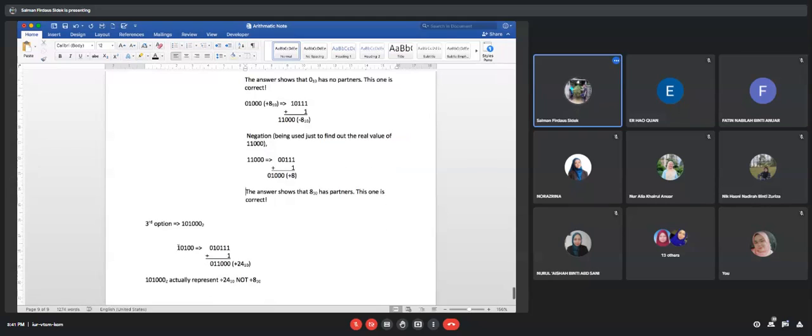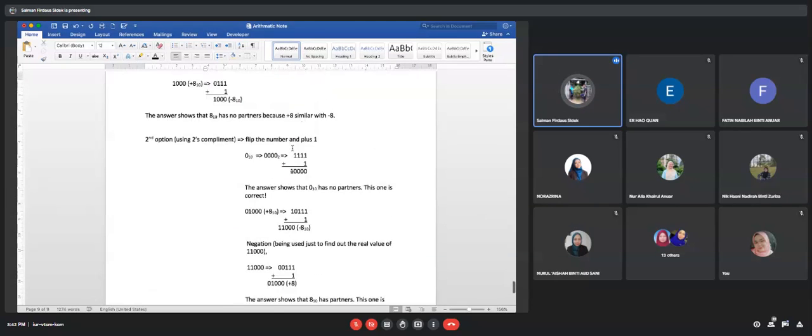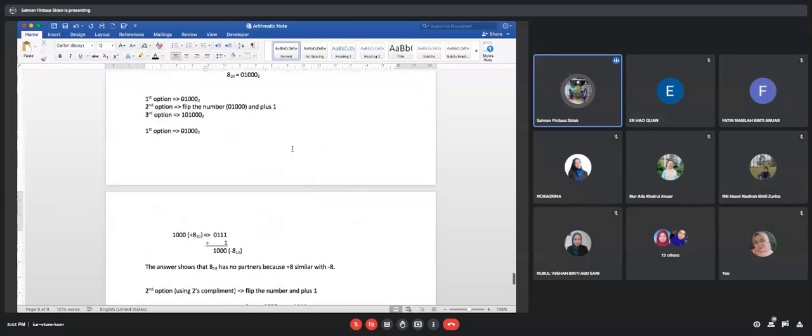For the third option, this one, it does not represent the positive numbers correctly. It should represent negative 24, not positive 8. So I already gave you the rationale for each of the options. Okay, that's it. Is there any question?